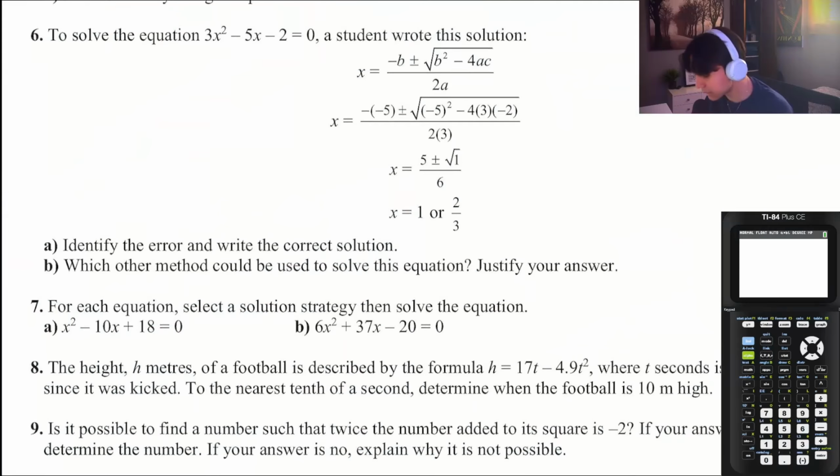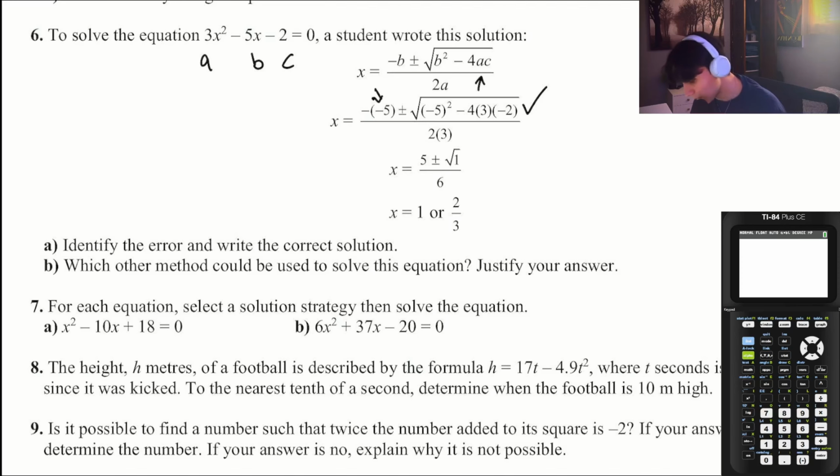So question number 6, we have to identify the error and write the correct solution to this equation. So let's see where the student went wrong. So I'm gonna label this A, B, and C, as they should have. So they plugged in -5 for this. This is good. This is good. For AC, this is plugged in correctly. So this part of the process is true.